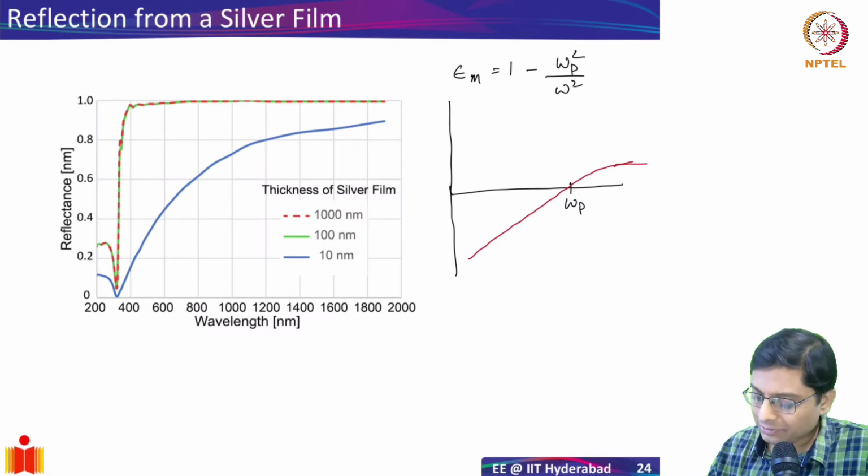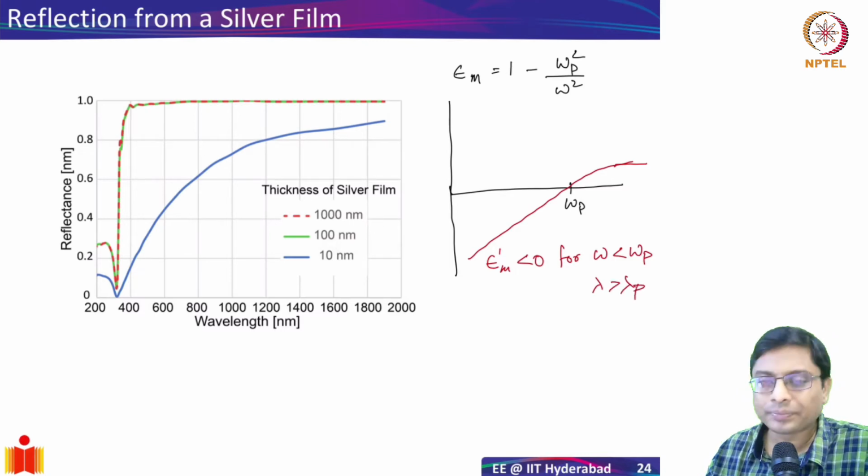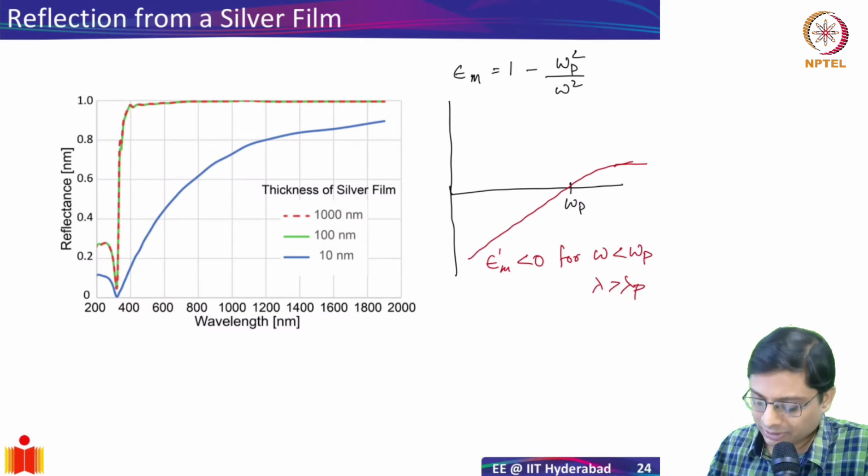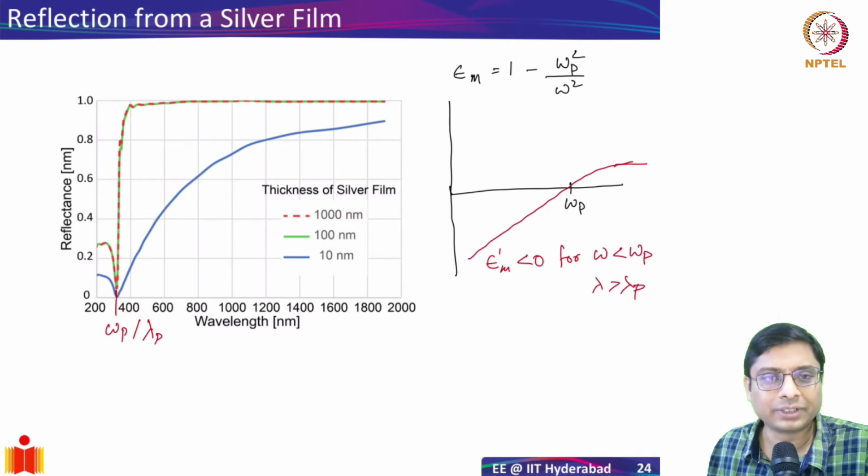So when you have a metal, I'll only talk about the real part of the permittivity, epsilon metal prime. Epsilon metal prime is less than 0 for omega less than omega p, or lambda greater than lambda p. If I talk in terms of wavelengths, the wavelength corresponding to the plasma frequency is here. In this case of silver, this is about the plasma frequency omega p, or rather lambda p, the plasma wavelength. So above that wavelength, I see that my metal's permittivity is negative.